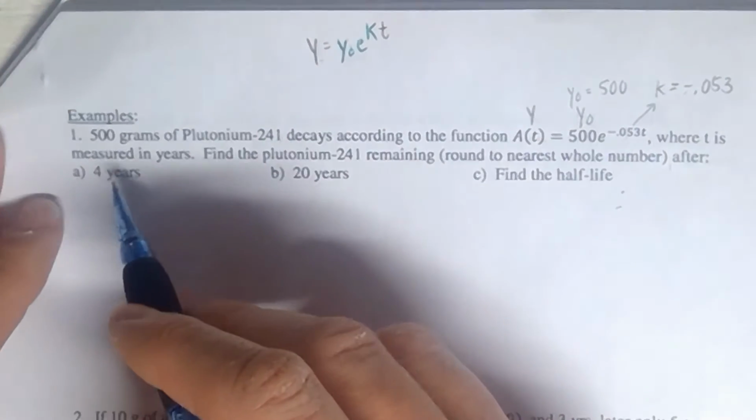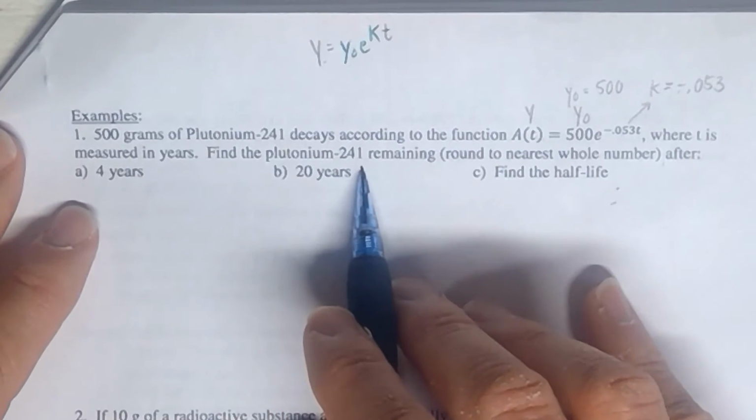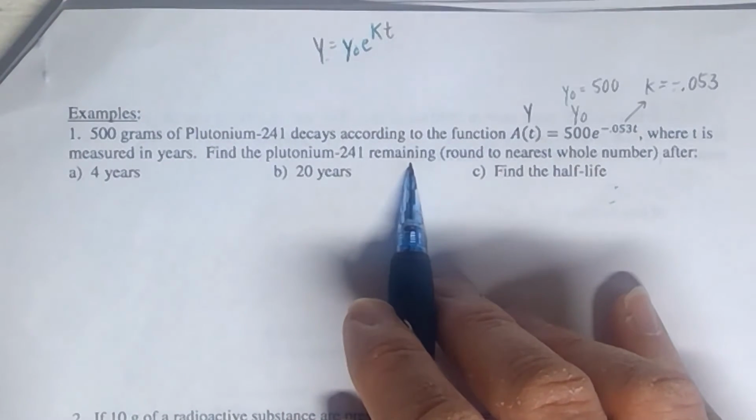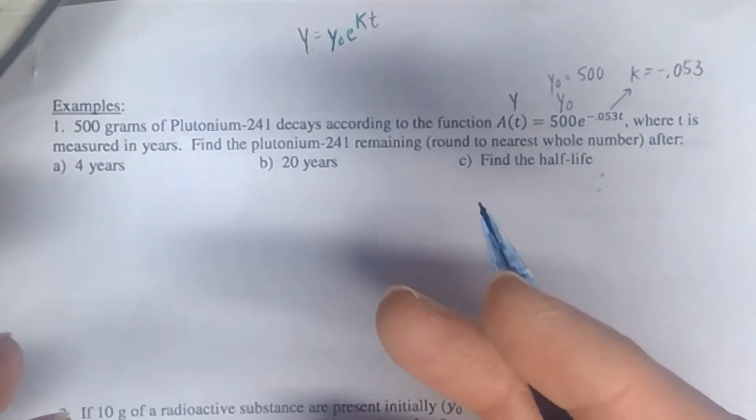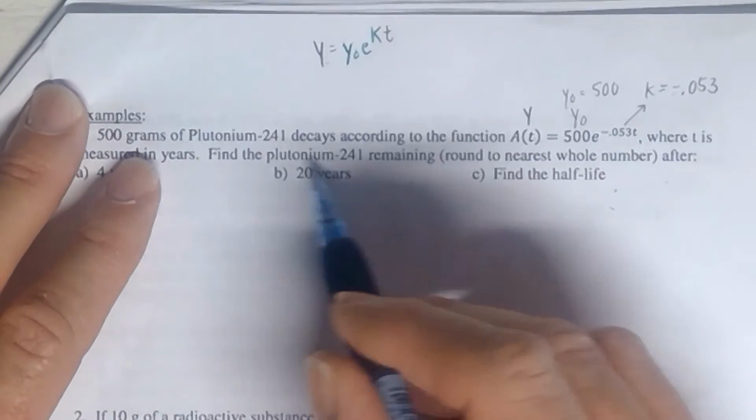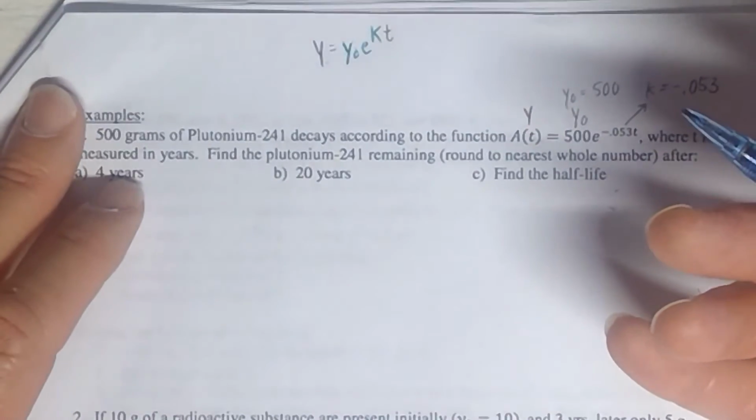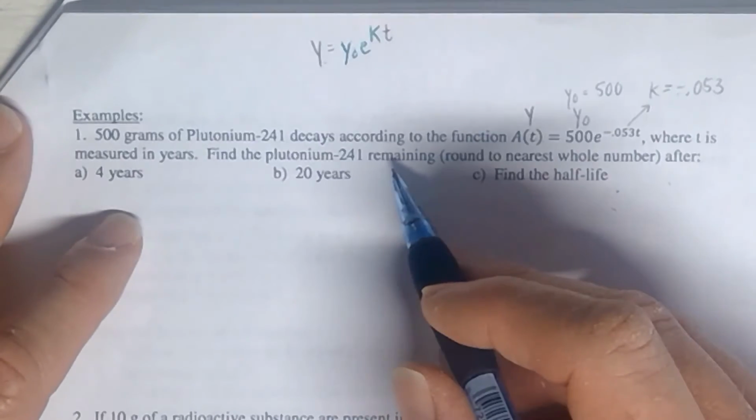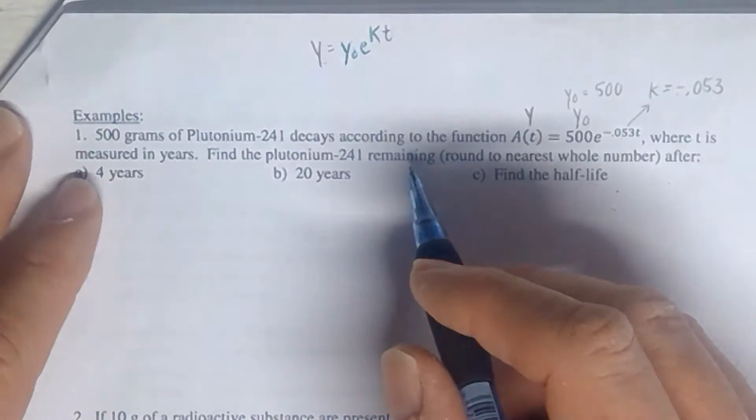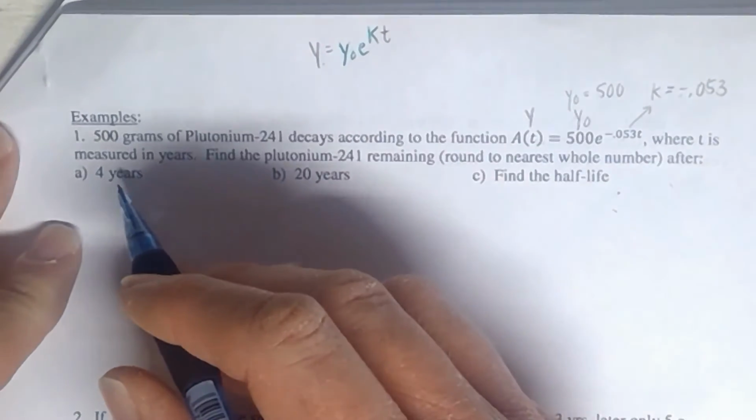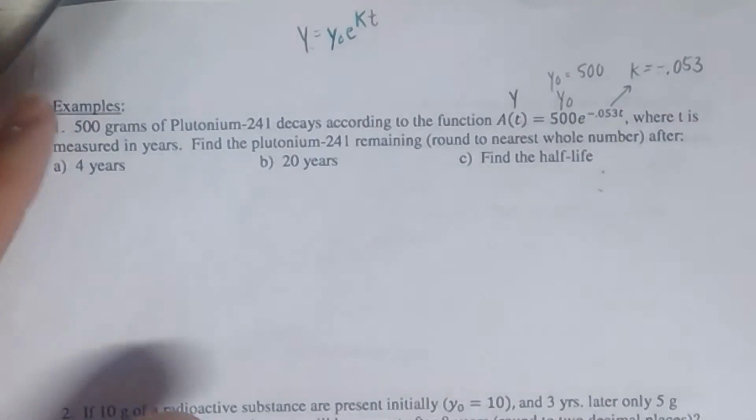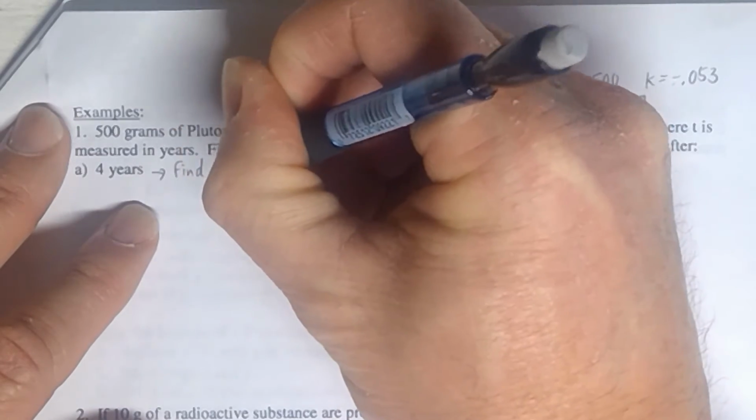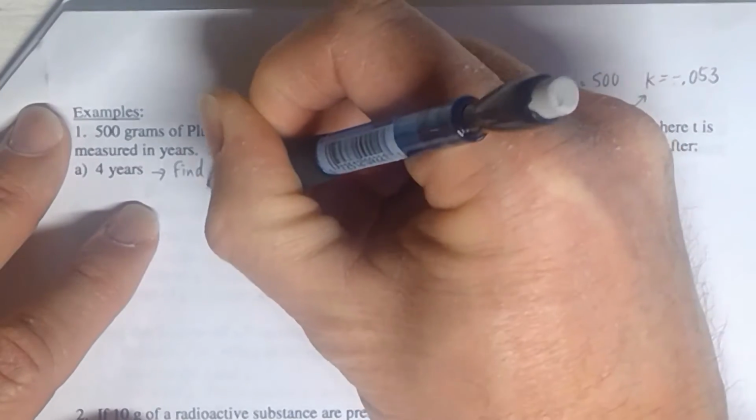Now, let's read it here. It says, find the plutonium-241 remaining. Now, that's referring to y, isn't it? y is the actual thing that's either decaying or growing. So when they say find it, they're saying to find y, aren't they? Because that's the radioactive substance. It says find y after what? 4 years. 4 years, that's a time, right? So that must be the t. And so let's write this down. It says that we want to find y when what? When t is equal to 4.